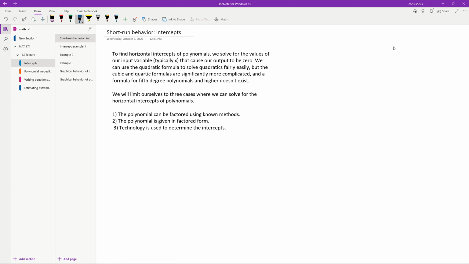So what we're going to do is limit ourselves to 3 particular cases where we can solve for the horizontal intercepts of polynomials. And these cases are 1, where the polynomial can be factored using known methods. 2, the polynomial is already factored for us. Or 3, we use technology to determine the intercepts in some way. Typically, this is going to be through graphing a lot of the time.